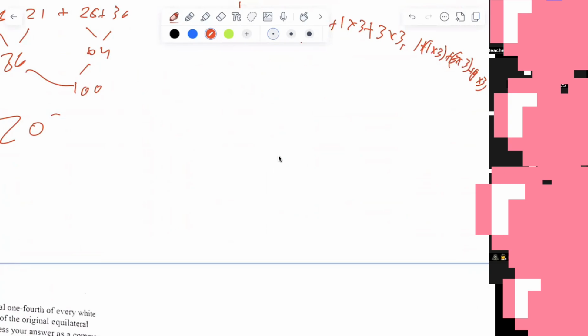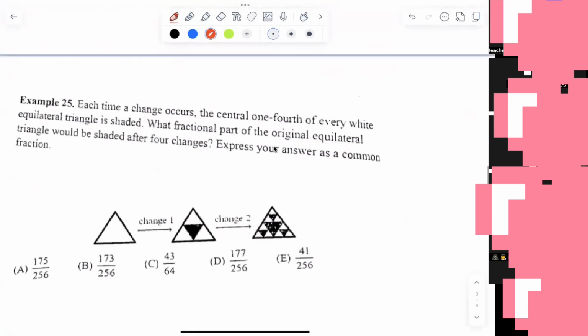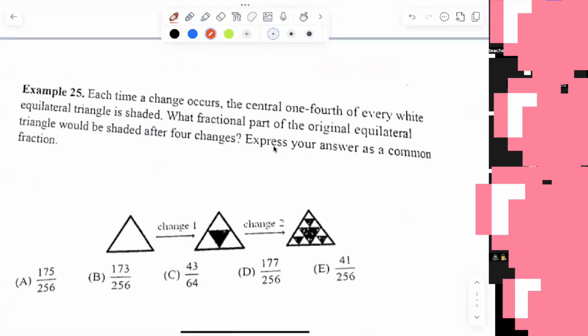Let's try to find a pattern. Now let's go on to the next one. Same thing, it's just finding a pattern. Each time a change occurs, the center of 1/4 of every white triangle is shaded. What fractional part of the original triangle would be shaded after 4 changes? Express your answer as a common fraction. So this might use some algebra and geometry. Let you guys have a go on it. Tell me your answers to that. This might be a challenge for some.